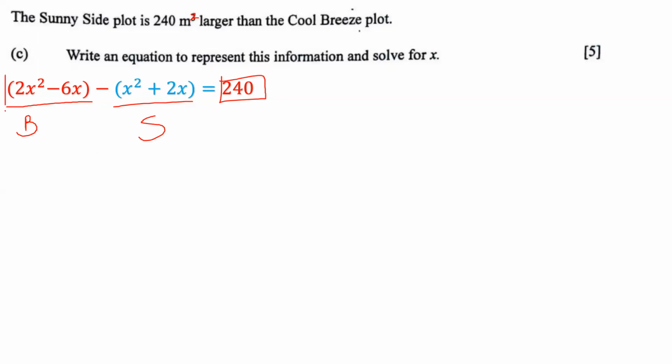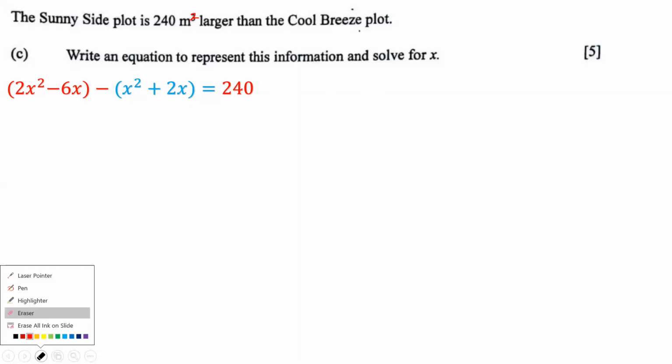And so this expression right here is the area of the bigger plot, and this one right here is the area of the smaller plot. So what they're basically trying to say is that if you take the area of the big one and subtract the area of the smaller one, you should get 240. And that's what it means for sunny side to be 240 meters squared larger than the cool breeze. So just understanding how we interpret it is very important. Okay, with that in mind, since we just have to subtract these two expressions and then solve for x, did they want us to solve for x? Yes, they want us to solve for x. All right, so let's simplify it and then solve for x.